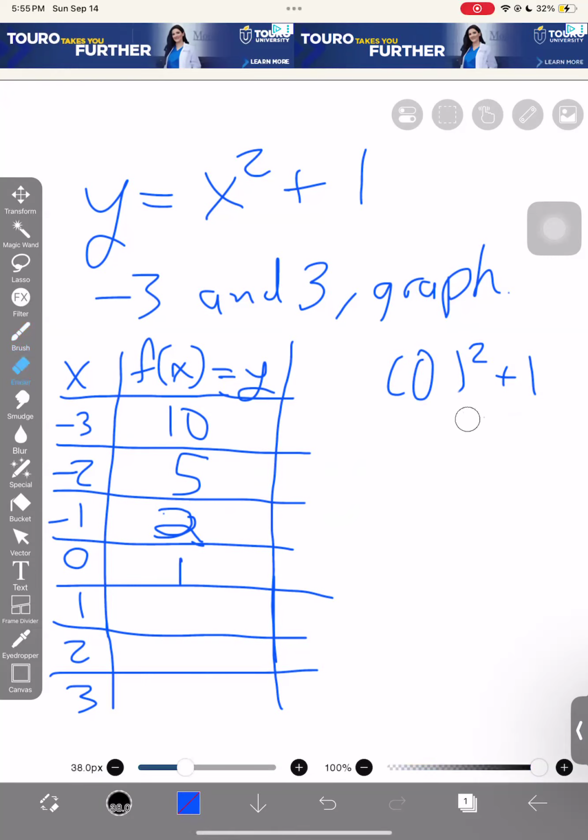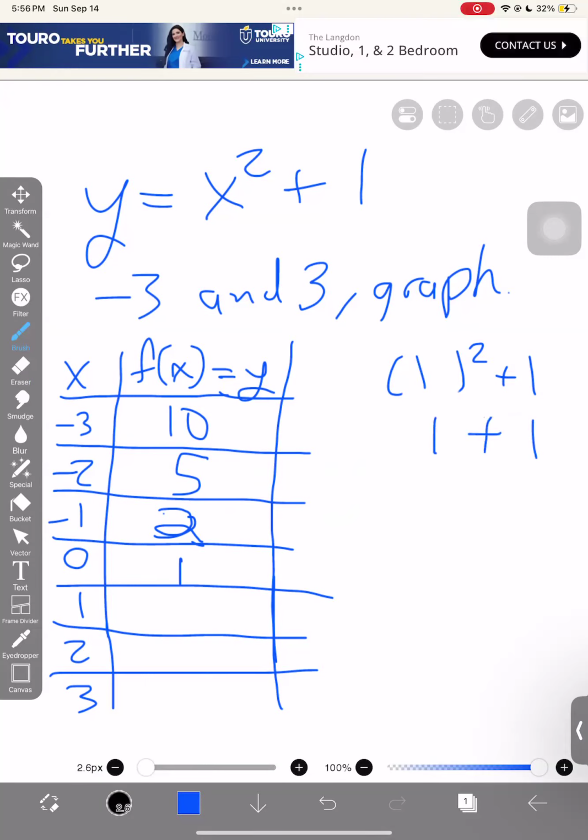And if you remember from your Algebra 1 course, this is a parabola, so you're going to see a mirror image. 1 to the power of 2 is 1. 1 plus 1 is 2. Perfect. Now let's do 2. 2 to the power of 2 is 4. 4 plus 1 is 5. And last but not least, since they only want numbers between -3 and 3, it's 3. 3 to the power of 2 is 9. 9 plus 1 is 10 as well. So those are our points.